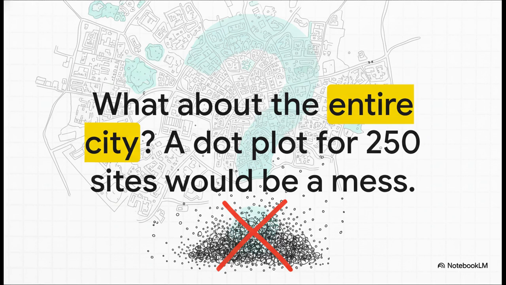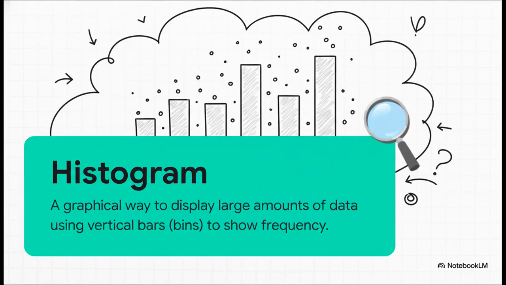Remember, that was just one neighborhood. The mayor of Greenville needs to see the picture for the entire city, and now we're dealing with 250 samples. Can you even imagine trying to create and read a dot plot with 250 individual dots? It would be a complete mess, just as useless as that first table. We're going to need a new tool. To handle this much bigger data set, we need to upgrade, and this is where the histogram comes in.